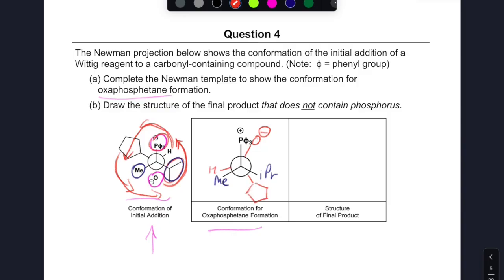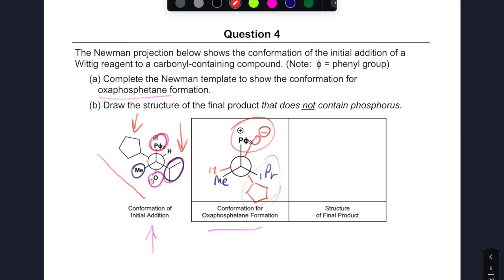And notice what that's doing is we're starting off in a geometry over here where the two largest groups are anti to each other. That's common for our Wittig because this is the first addition product. That's our betaine. However, when it rotates around, it's putting those two large groups now very close to each other. Now that means for the final product, what we're going to do is eliminate. We're going to eliminate this part over here.